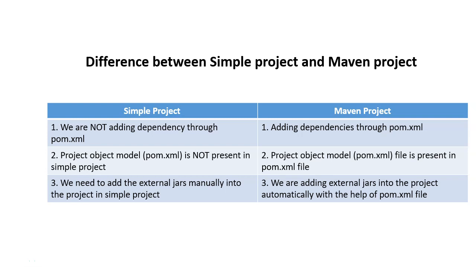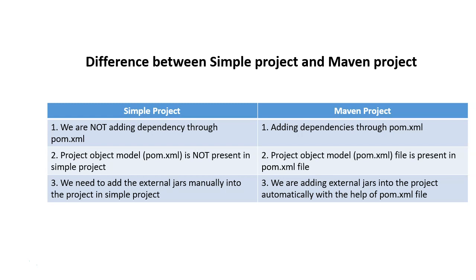Hi all, welcome to the next session. In this session we will see what is the difference between simple project and Maven project. Basically, when you are creating a project with Eclipse IDE, you can create two types of project for automation: one is the simple project and the second is the Maven project.